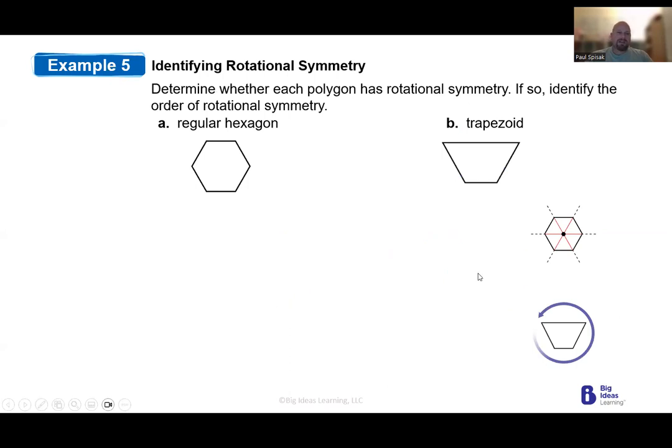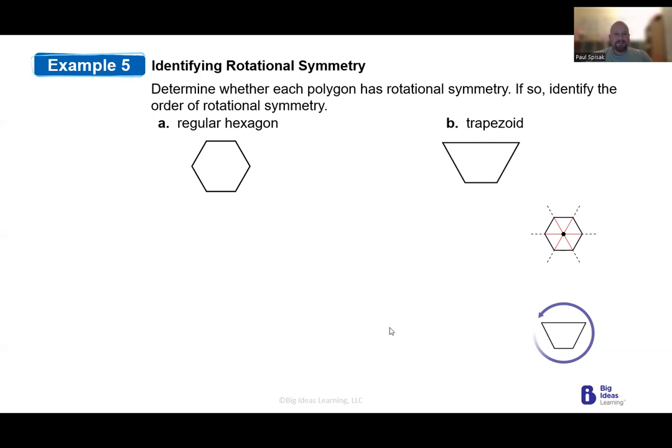All right, so here we go. Identify rotational symmetry. Determine whether each polygon has rotational symmetry. If so, identify the order of rotational symmetry. So order is asking for how many times. If I say order, it's how many times does it have rotational symmetry. Magnitude is the smallest degree that has rotational symmetry.